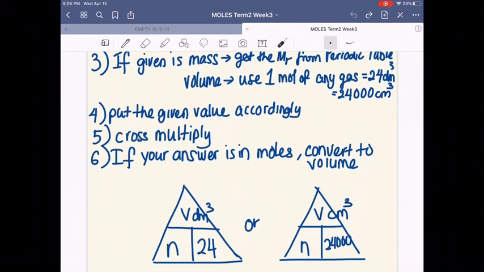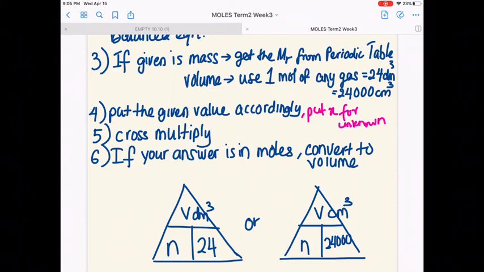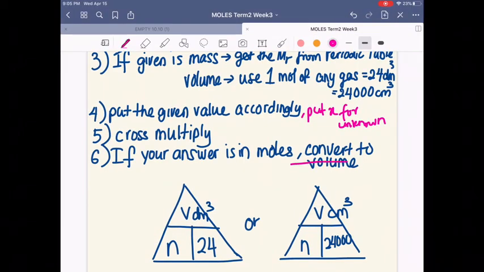Then you do cross multiply. Don't forget to put x as unknown. Then you do cross multiply. So if your answer is in mole, convert to volume. Either you use this triangle, the one with dm cube. If you need in dm cube, it has to be 24. If you need in centimeter cube, you have to use the 24,000.